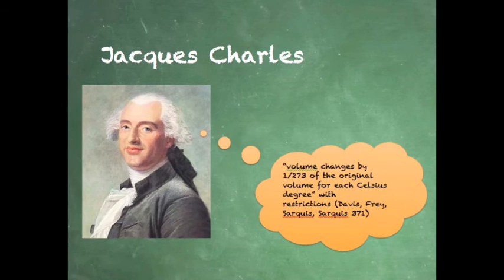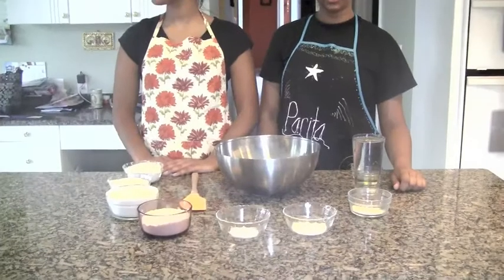But where did Charles' Law come from? Well, it all starts with the birth of this guy, Jacques Charles. He was the French scientist who discovered this relationship in the year 1787. He carried out experiments that led to the realization that volume changes by 1 out of 273 of the original volume for each Celsius degree, with restrictions of course, and thus came about Charles' Law.